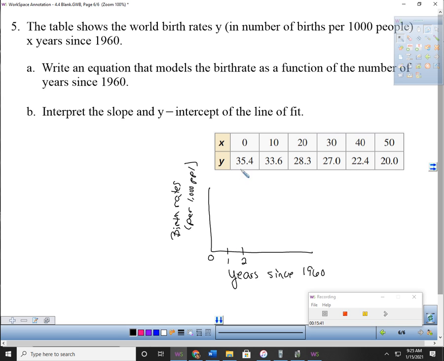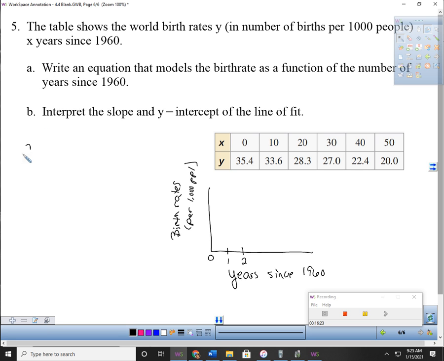So for every 1,000 people, right, in 1960, because that's 0 years since 1960, correct? For every 1,000 people, there were 35.4 births. Y'all with me? So 10 years away from 1960, which would have been 1970, there were 33.6 births per every 1,000 people, right? What's happening the farther you get from 1960? They're decreasing, right? The births are decreasing for every 1,000 people. Interesting. That would be something to study right there.